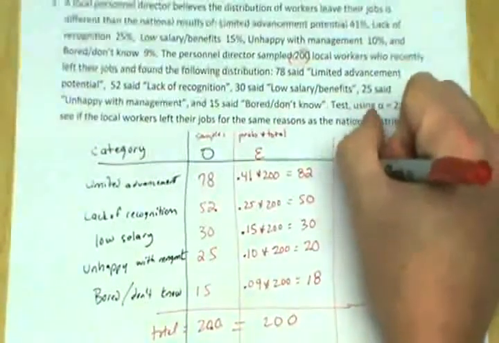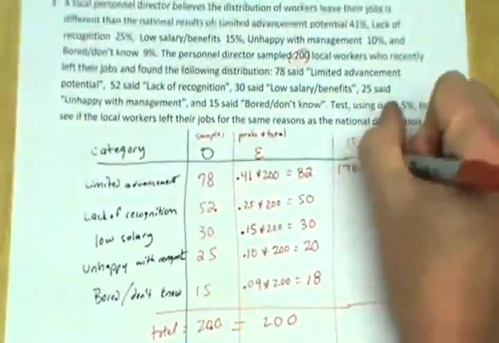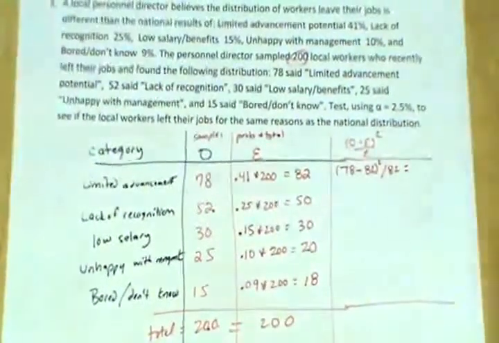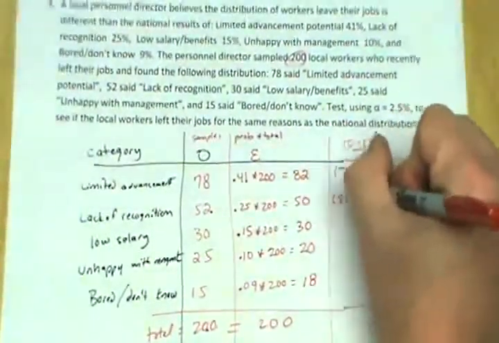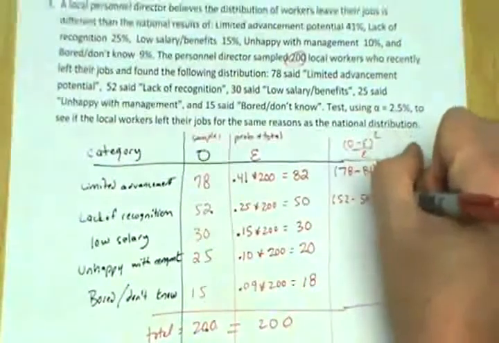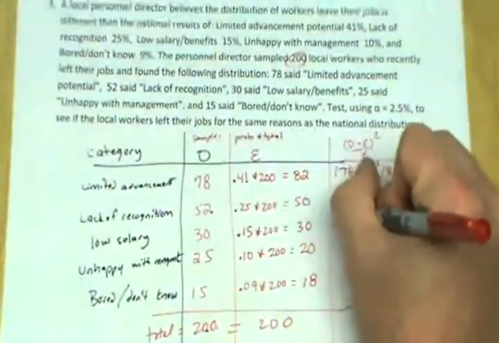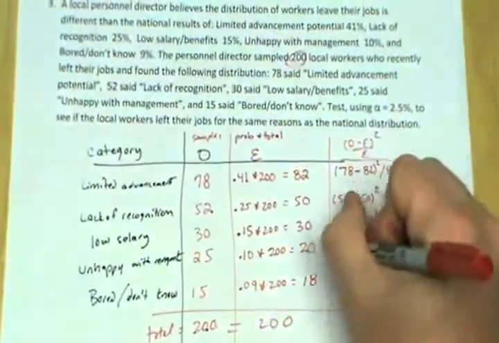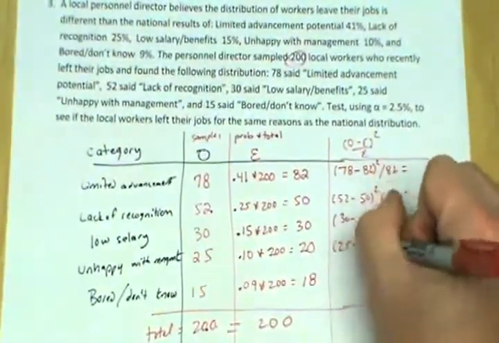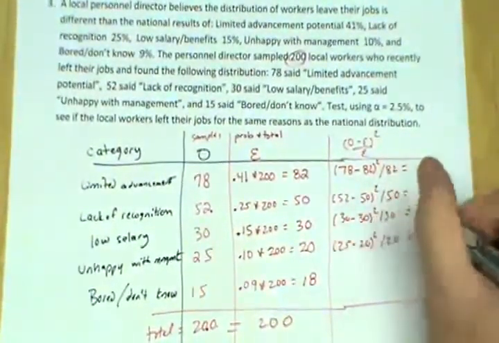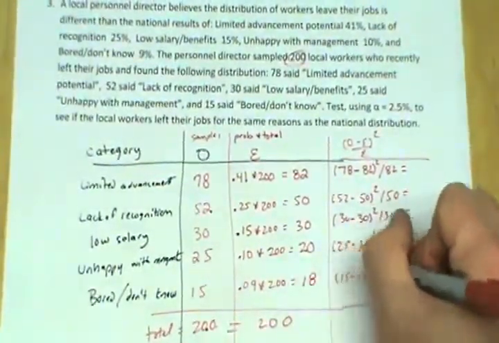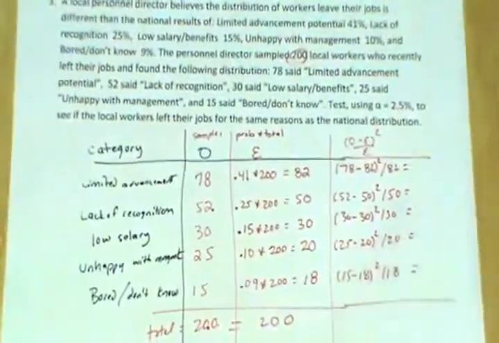So observed 78 minus the expected 82. Square that and divide by the expected 82. So this one's going to be 52 minus 50 squared over 50. 30 minus 30 squared over 30. Observed 25 minus expected 20 squared over expected 20. And then finally 15 minus 18 squared over 18.